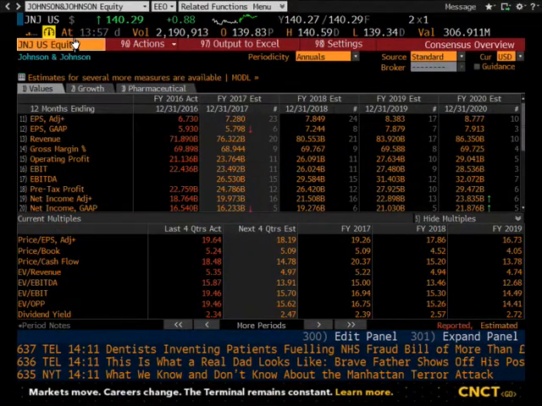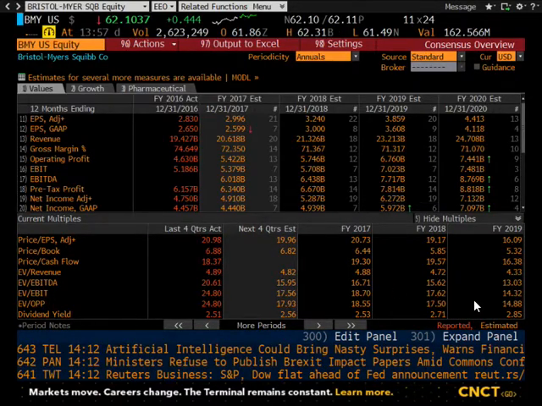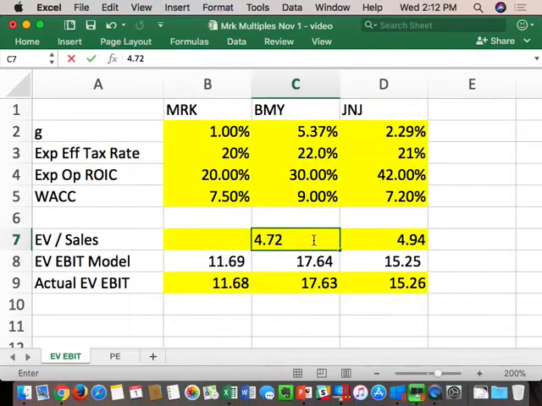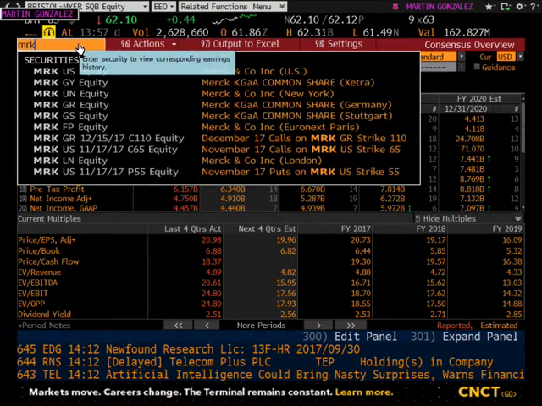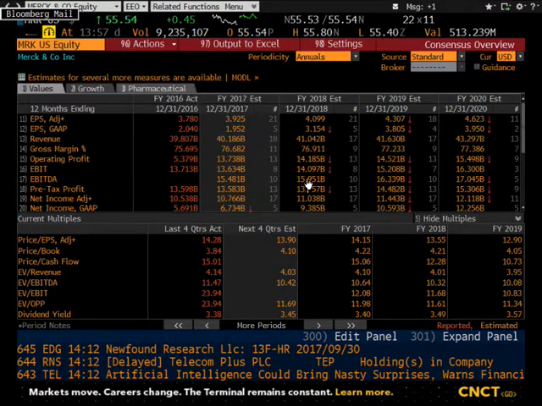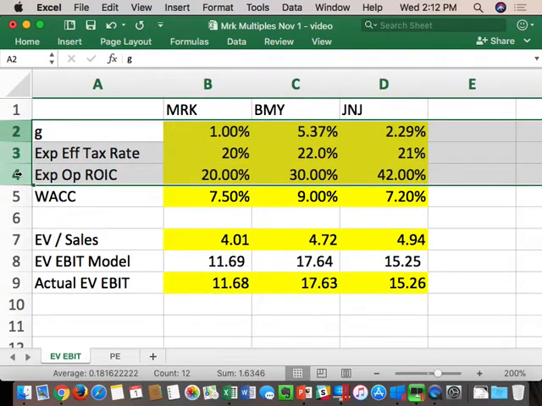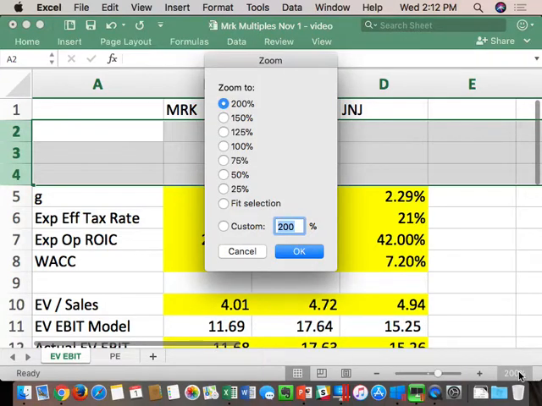For Bristol-Myers, they are trading at 4.72. And for Merck, they are trading at 4.01. Okay. Now, the other thing I'm going to do is add 3 rows here. Make it slightly smaller.